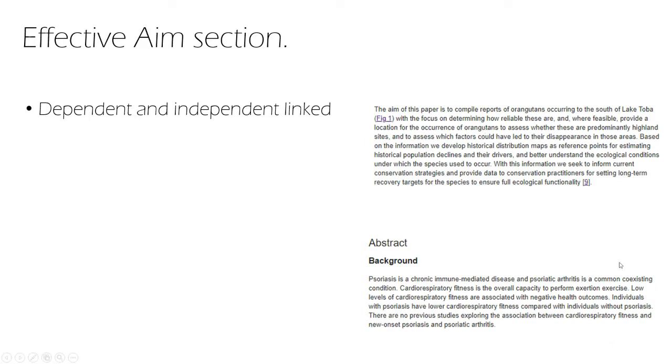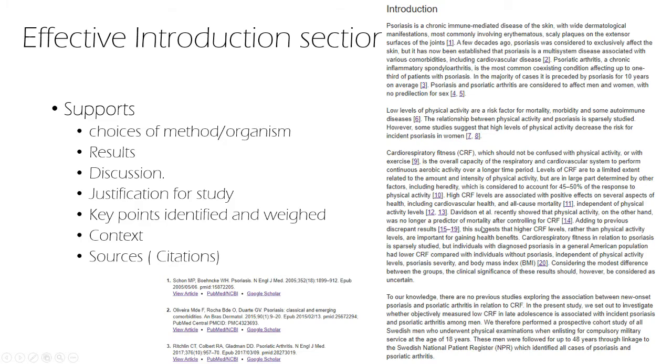In the article at the bottom, though, we can see from this section here, at the end of the background in the abstract section, there are no previous studies exploring the association between cardiorespiratory fitness and the new onset psoriasis and psoriatic arthritis. So that in itself gives us the aim without specifying that it is the aim, like it does here. So we know that the independent variable, the thing that is having the effect, is cardiorespiratory fitness, and the thing that they are investigating, the dependent variable, is new onset psoriasis and psoriatic arthritis.